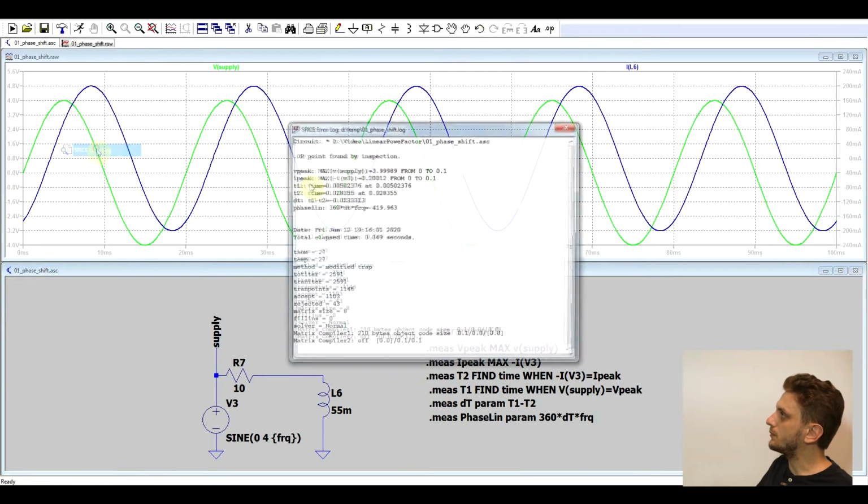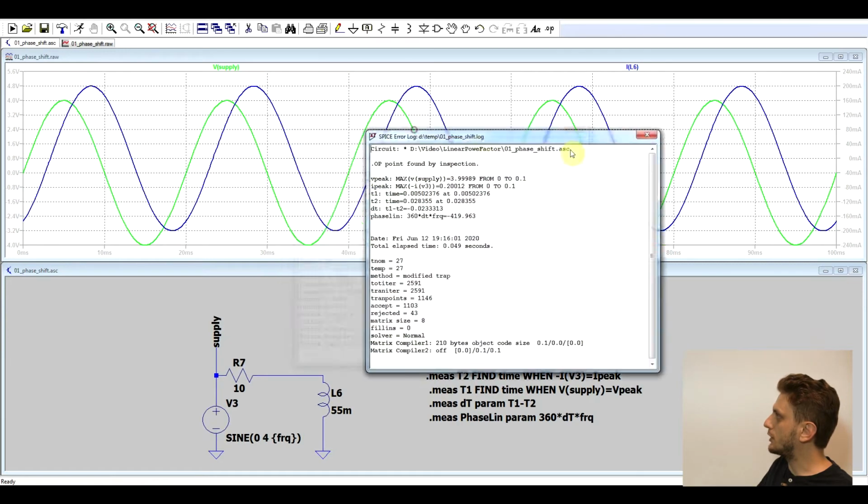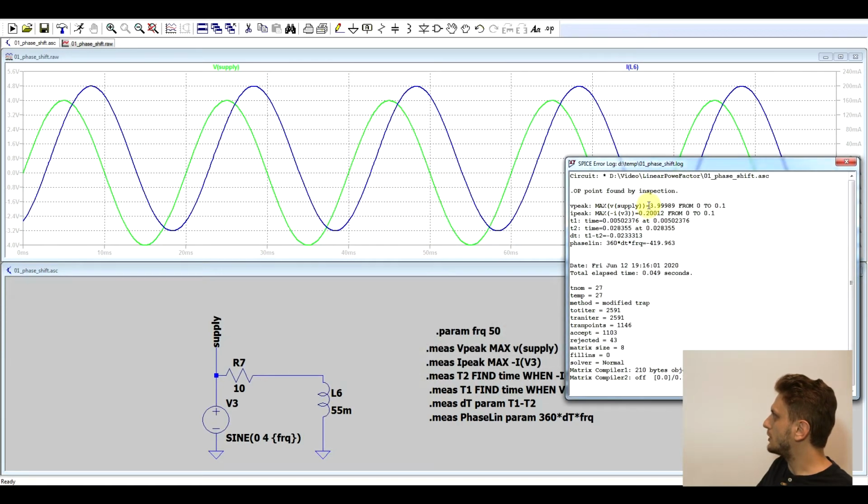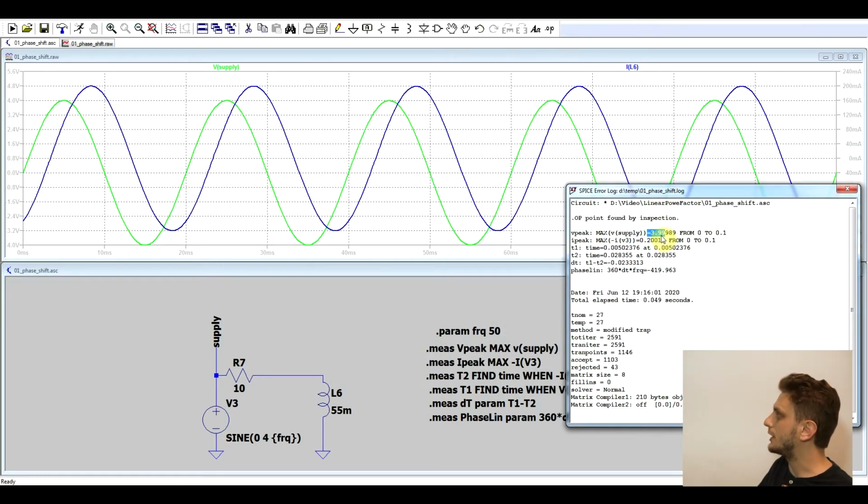And if we do this, we can see in our error log that the peak voltage was measured at 3.99 volts, so very close to the 4 volts it was supposed to be. We have a peak current of 200 milliamps, we have the times for the two, we have the time difference, and we have a phase shift of minus 419 degrees. It's a bit too much, isn't it?